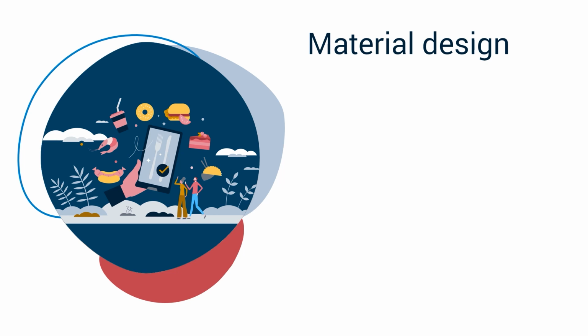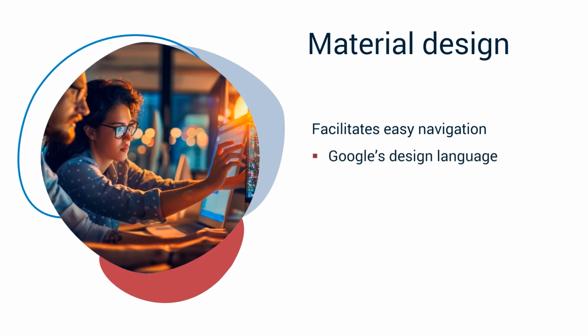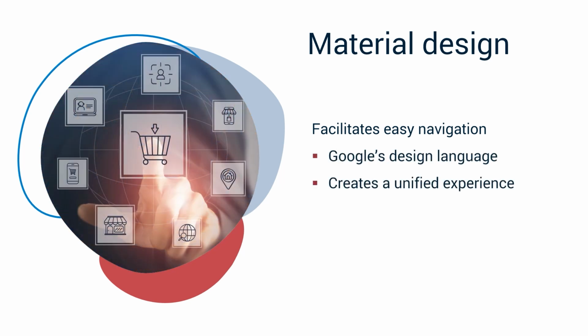The next component of UI is material design. Think of material design as a well-designed airport terminal. As every sign, color, and layout guides you to your destination, material design principles enable users to navigate an app seamlessly. Material design acts as Google's language, creating a unified experience across platforms and devices.